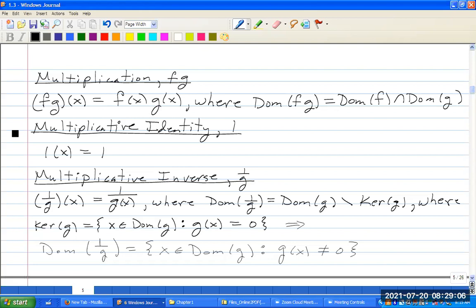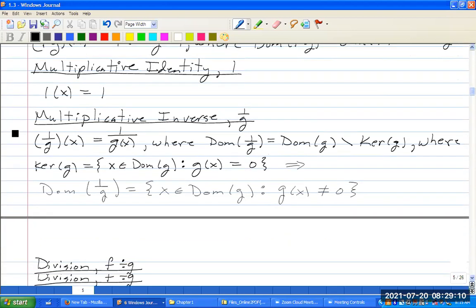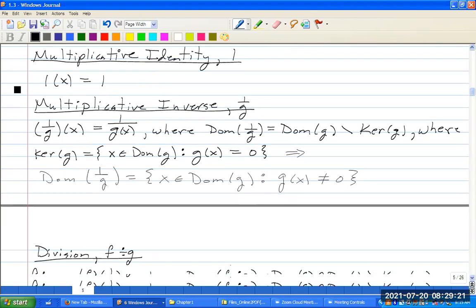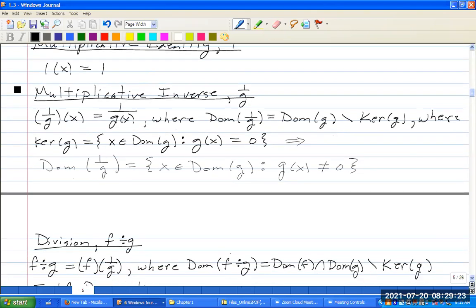Next, the multiplicative identity, the one function. So just like the zero function, the one function is defined as equaling 1 for all x. Next, the multiplicative inverse. So the multiplicative inverse of the function g is defined as 1 over g.